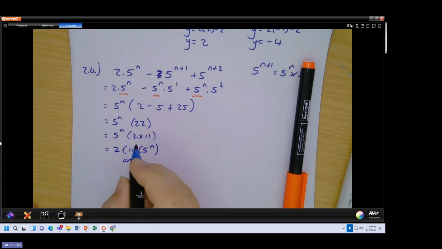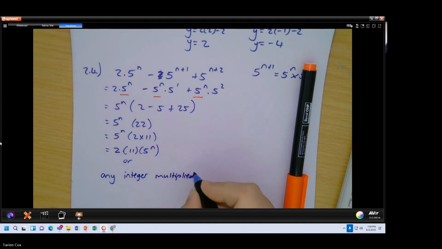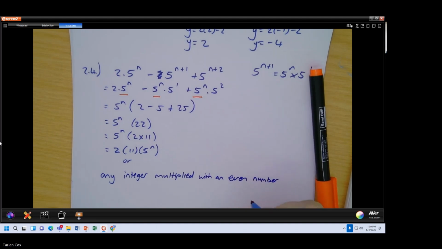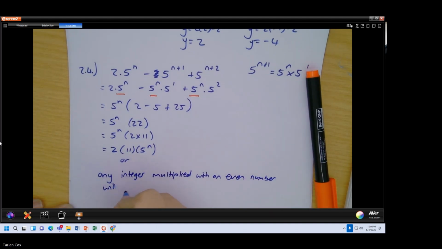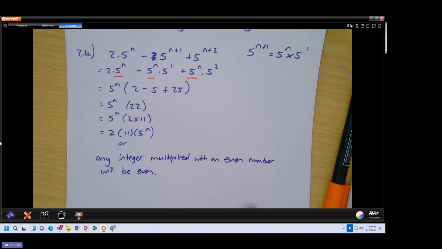Or alternatively, you could have ended with the conclusion saying that any integer multiplied with an even number will be even. Right, so you can write that also as a conclusion. Okay, great class. We've completed question 2 as well now.